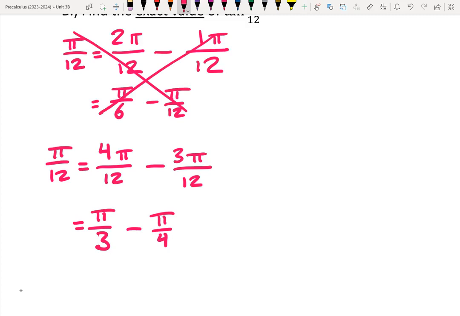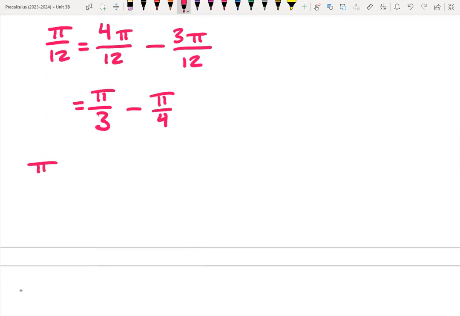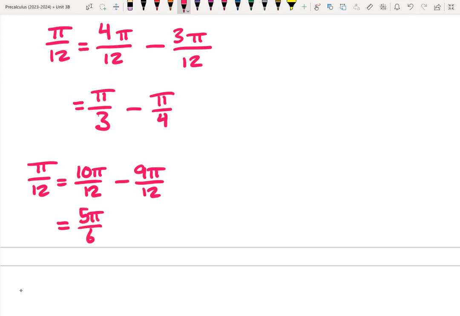Are there any other combinations that could possibly work? Yes, there are. Let me show you a couple more. Let's say we did pi over 12 was equal to 10 pi over 12 minus something. If I do 10 pi over 12, what would I have to subtract it by? Okay, can those reduce? What is the first one? And the second one? Are those on the unit circle?